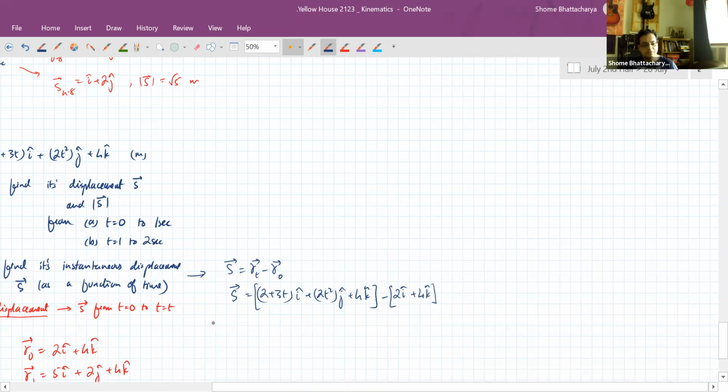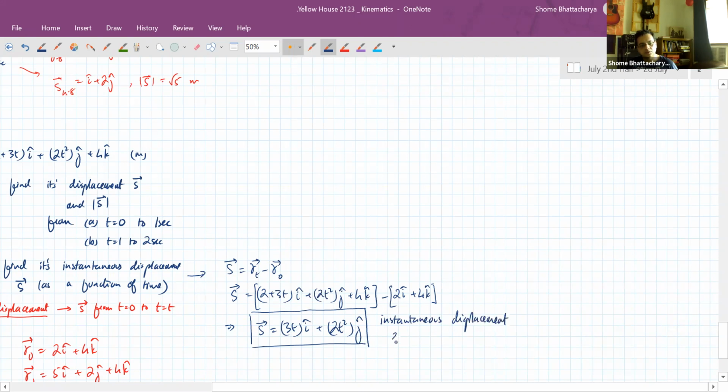Okay. So in the time interval 0 to t, the displacement it makes is 3t units along the x-axis and 2t square units along the y-axis. So this is the instantaneous displacement. That is the displacement from t equal to 0 to t. So it is always as a function of time, instead of being for a specific value of time.